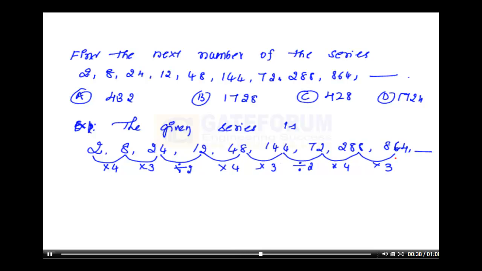Now look at the pattern followed by these numbers. It is into 4, into 3, into 2. Then into 4, into 3, divided by 2. So similarly, into 4, into 3, next must definitely be divided by 2, which is nothing but 864 divided by 2. That gives you 432, which is option A.